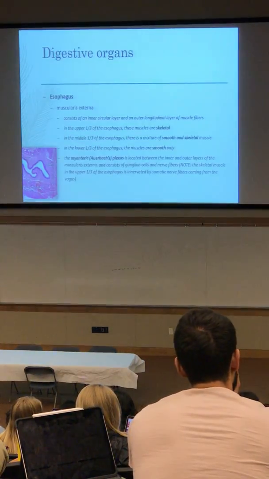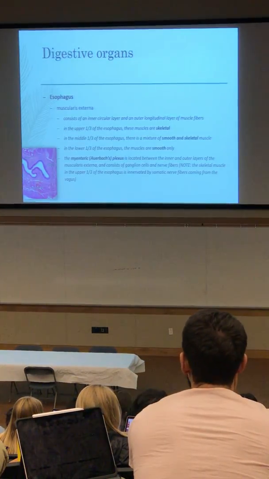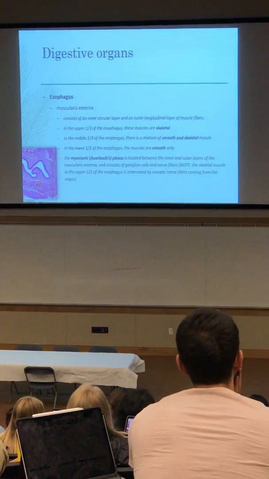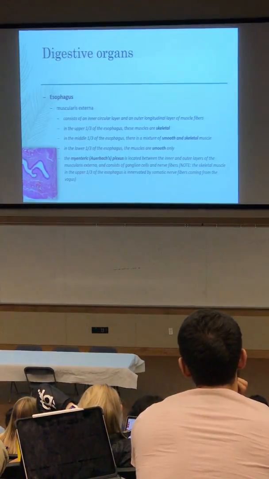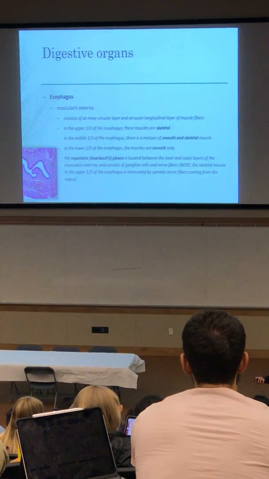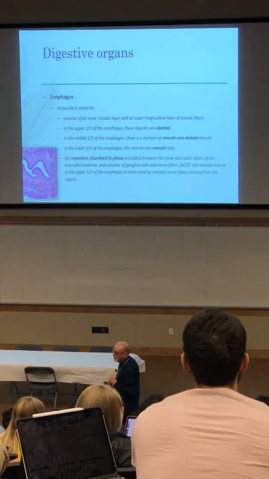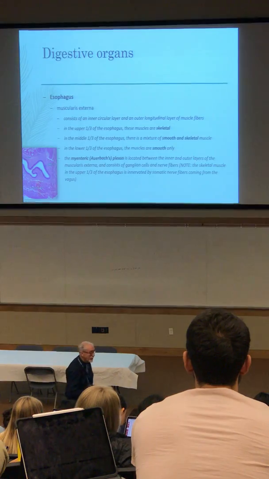All right. Now the myenteric plexus, also called Auerbach's plexus, is located between the inner and outer layers and consists of ganglion cells, which would be parasympathetic, and nerve fibers. Skeletal muscle in the upper third is innervated by somatic fibers. That would be alpha motor neurons, is that right? Not gamma. Gamma is the muscle spindles, right? Alpha motor neurons. That's what we're talking about when we talk about somatic. So it's not autonomic. The smooth muscle is autonomic. The skeletal muscle is under somatic control.